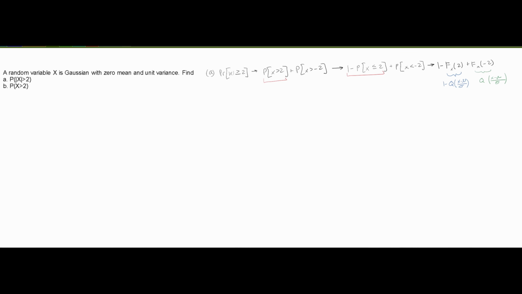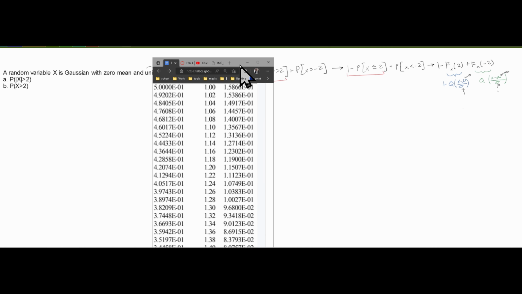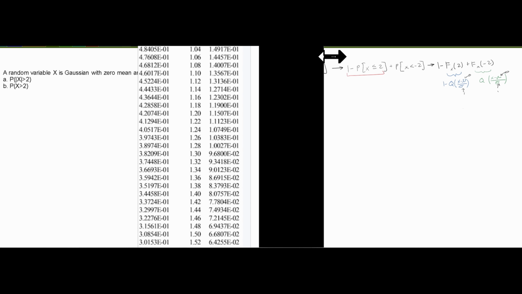Now, remember, for this problem, the unit variance is going to be 1. The actual mean is going to be 0. So remember, the positive one is 1 minus this. The negative one, we don't have a minus, it's just going to be this itself. And this is a chart that we're going to use to solve this. It's actually linked in the description below the like button.